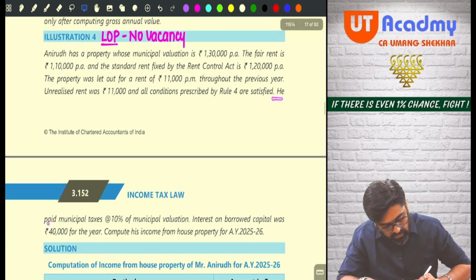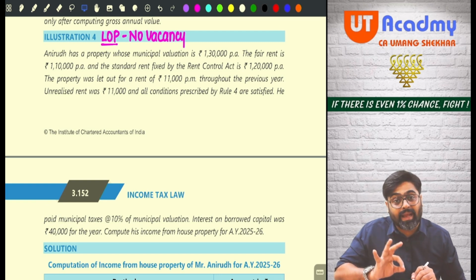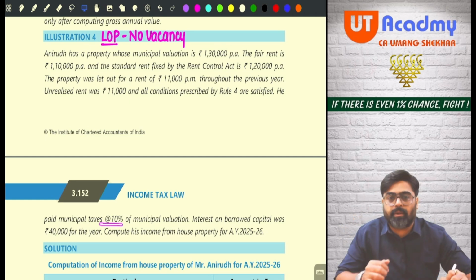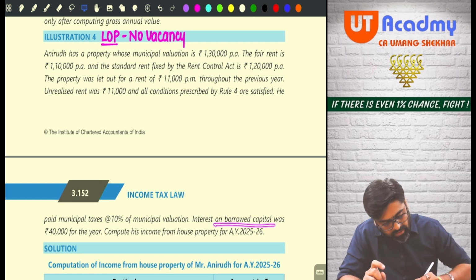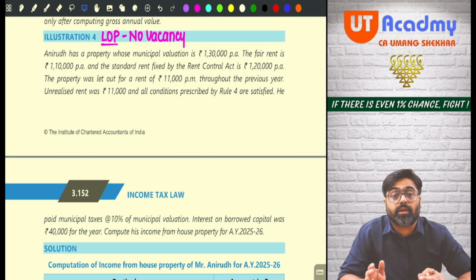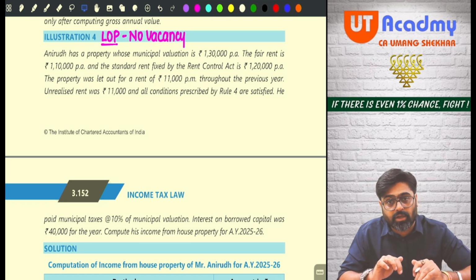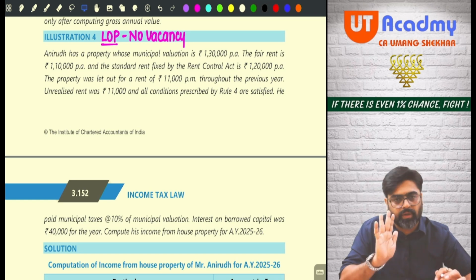Now, he paid municipal taxes. See, they are saying he paid, means who paid? Anirudh paid. Anirudh is the owner. And owner has paid, meaning actual paid. Yes or no? Municipal taxes at 10% of municipal value. Hello? Interest on borrowed capital was 40,000. Meaning interest on housing loan. It is 40,000. Now tell me one thing. Whatever interest is there, is this interest for this let out property? Yes, that will be allowed fully. Very simple question, very simple.